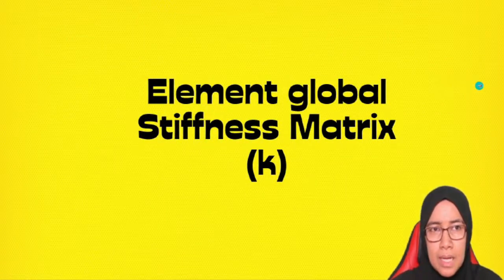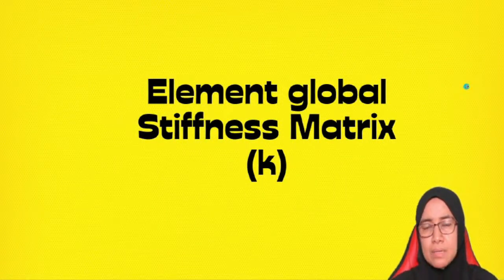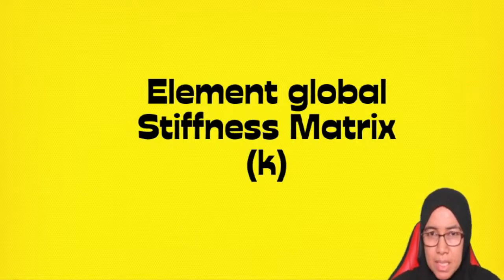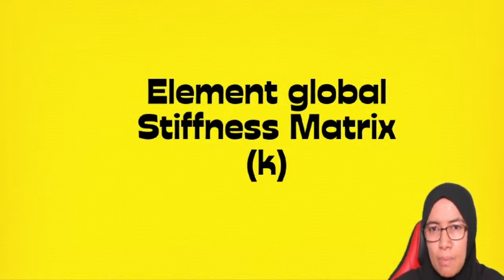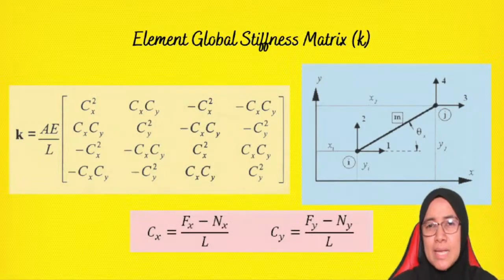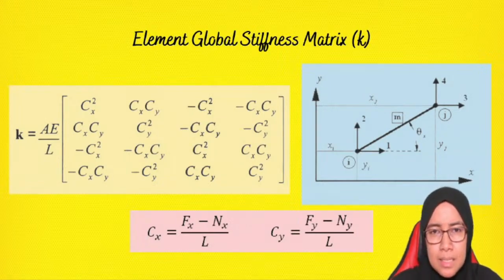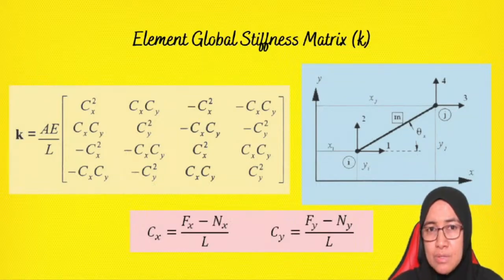Okay, let's move to the element global stiffness matrix, also called the element stiffness matrix or member stiffness matrix. The symbol is K. You don't have to remember the formula to calculate the element stiffness matrix. It will be given to you.